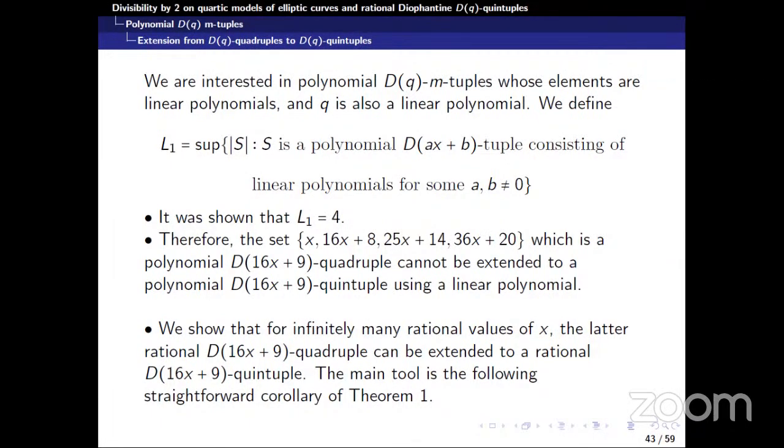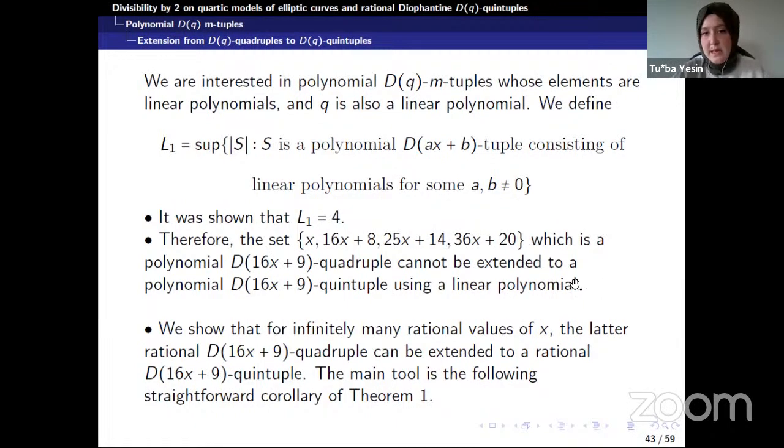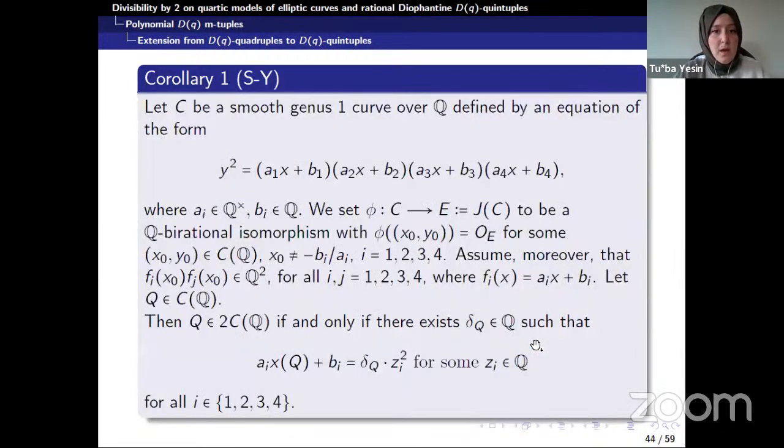Okay, that's great. For here, we know that this cannot be extended by using a linear polynomial, but we can extend it for infinitely many x. This is the basic corollary from Theorem 1. These are the same. If we assume this f_i(x0), f_j(x0) is a square here, then we can say this q is a double point if and only if there is a delta q which satisfies this one.